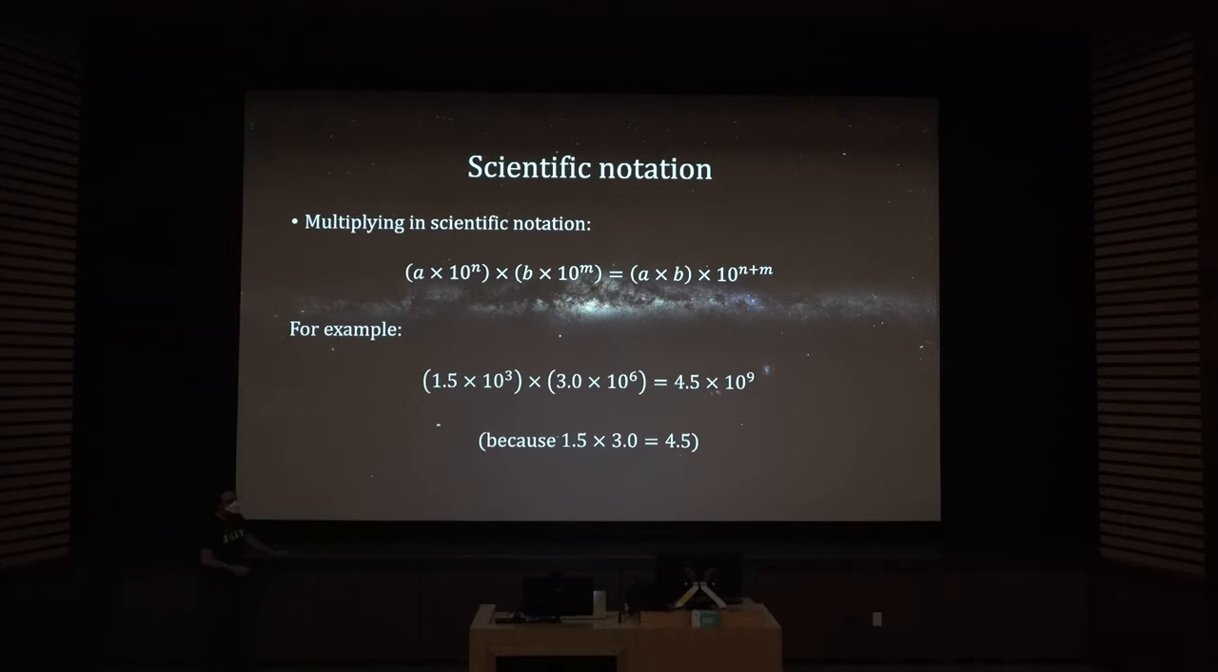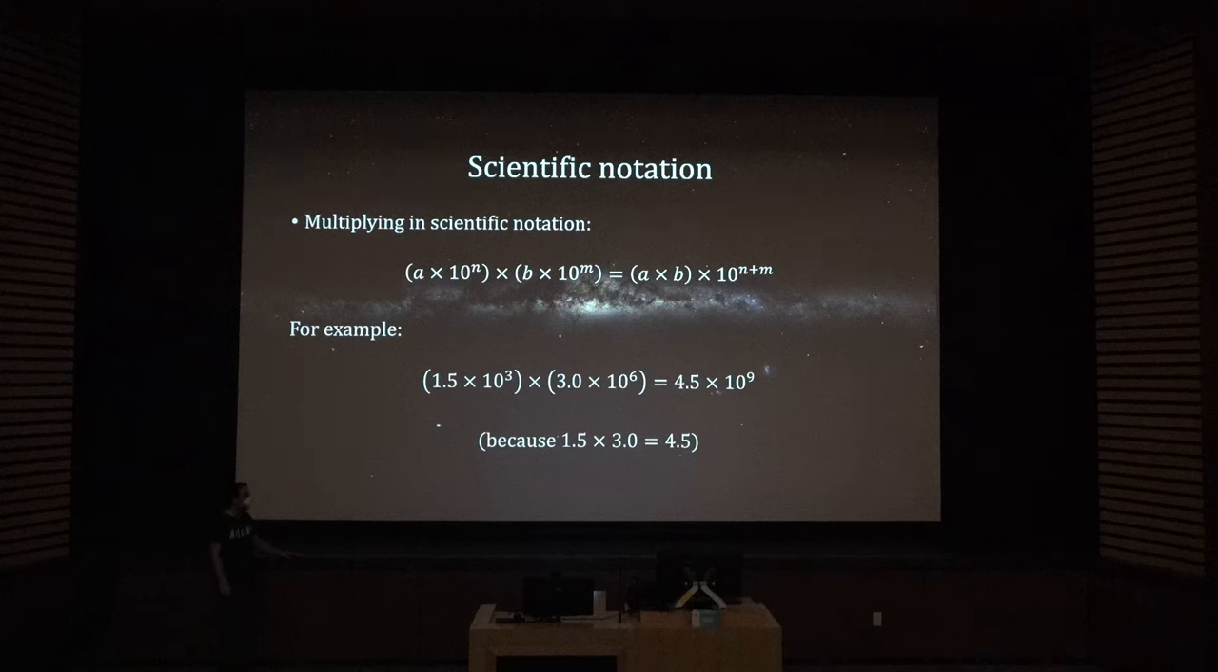Now, if I want to multiply two numbers in scientific notation, essentially it goes this way. I have one number times the second number. The first number is A times 10 to the N. The second number is B times 10 to the M. And the product is A times B times 10 to the power of N plus M. So you multiply the two coefficients and you add the two exponents.